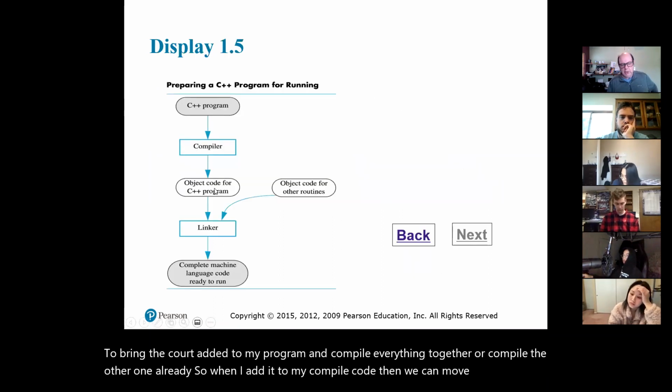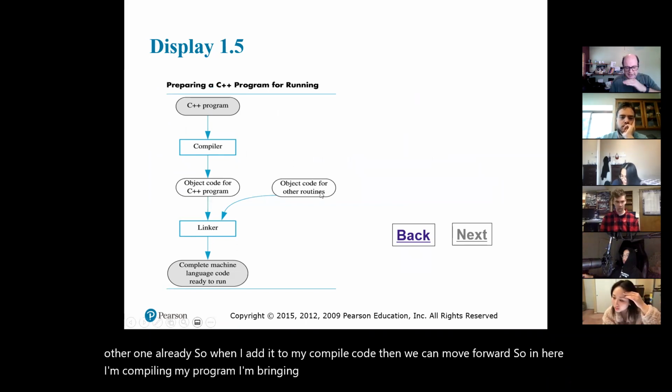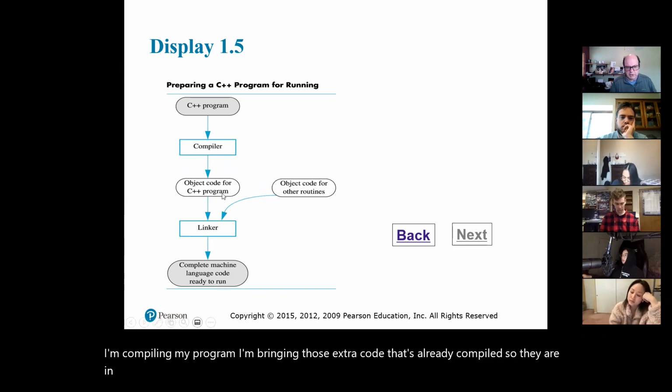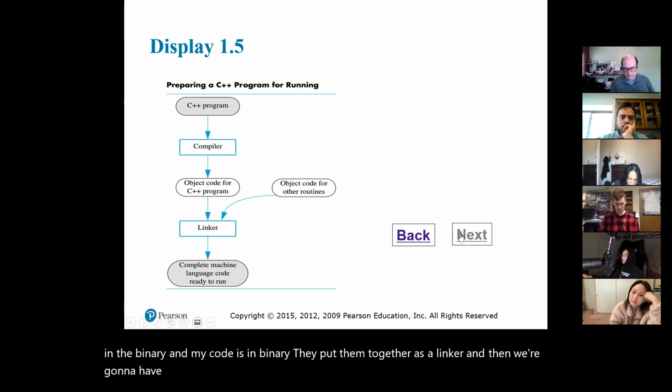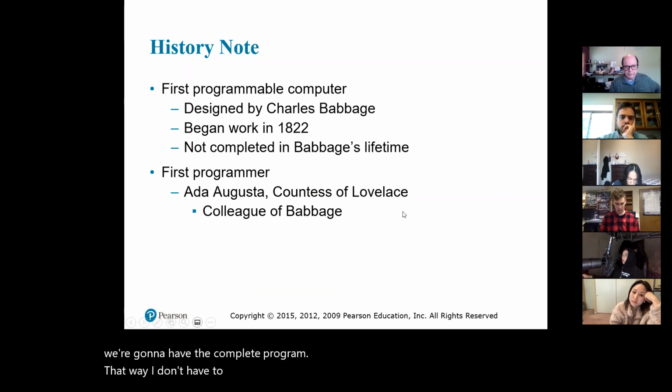So in here, I'm compiling my program. I'm bringing those extra pieces of code that are already compiled. They are in binary and my code is in binary. They put them together with a linker, and then we're going to have the complete program. That way I don't have to write it again.